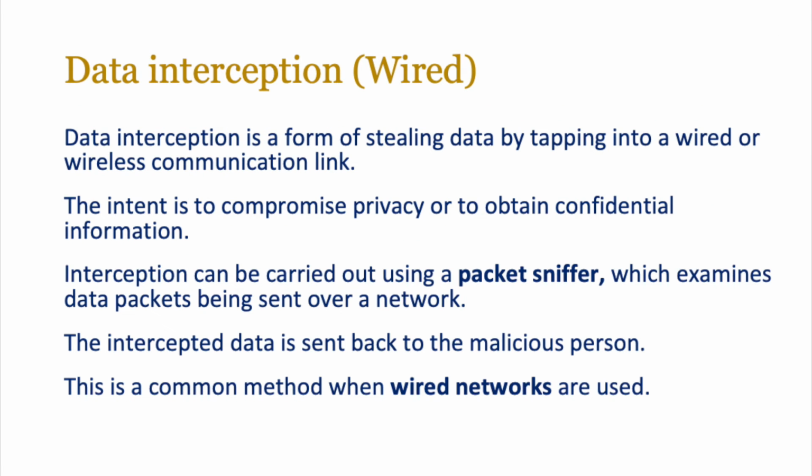Data interception is a form of stealing data by tapping into a wired or wireless communication link, and the intent is to compromise privacy or to obtain confidential data. Now, interception can be carried out using a packet sniffer, which examines the data packets which are being sent over a network. And this particular piece of software then sends the intercepted data back to that malicious person. This is a common method when wired networks are used. So you use a packet sniffing tool, which will sniff whatever packets are traveling on the network and then send it to a third party who can then look at misusing it.